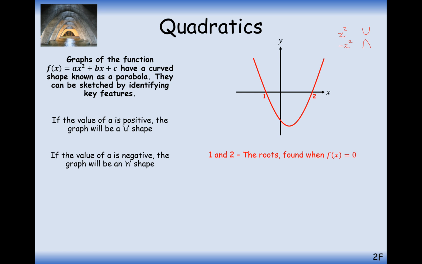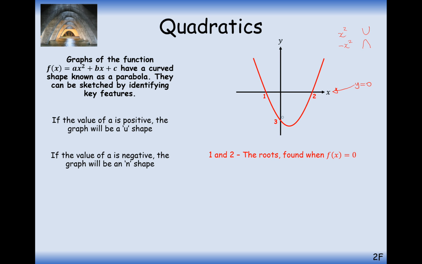And there are lots of different ways in which we can find different values on this graph. The first two we're going to look at are the roots of the equation. The roots are where it cuts the x-axis. Anywhere along this line, the y-coordinate is going to equal 0. It doesn't go up or down from the x-axis. So you set your equation equal to 0, solve it, and you get your two points here, 1 and 2.